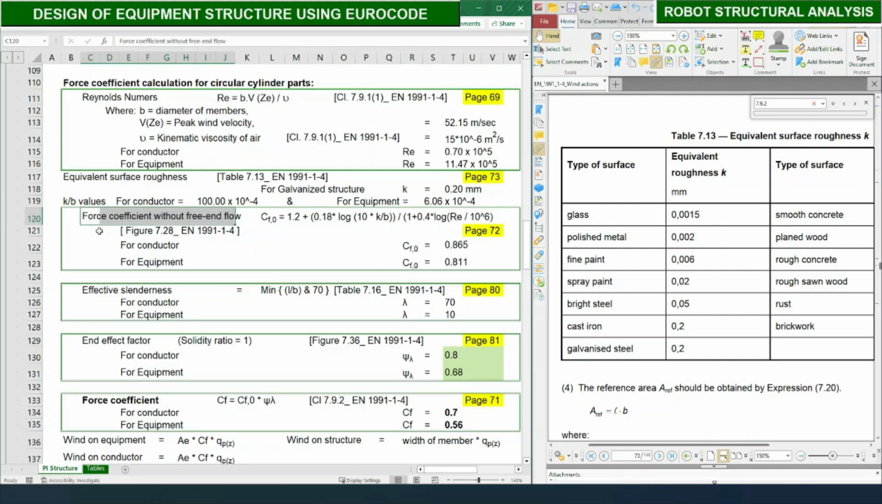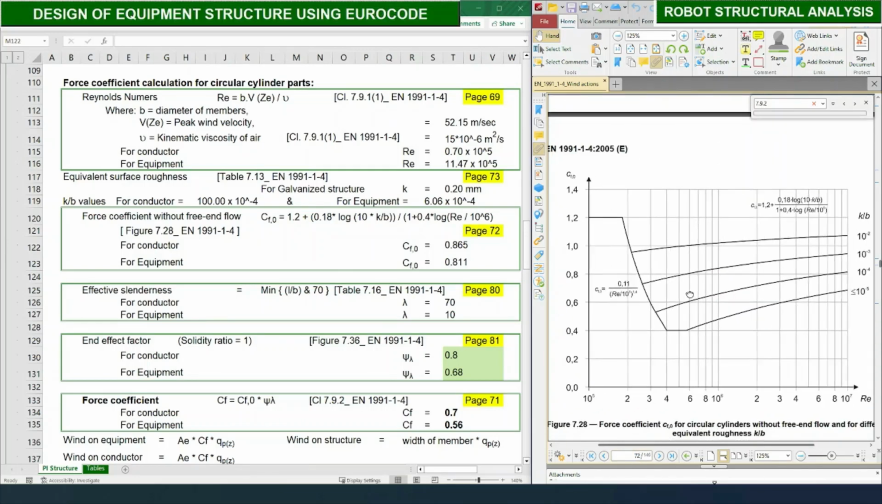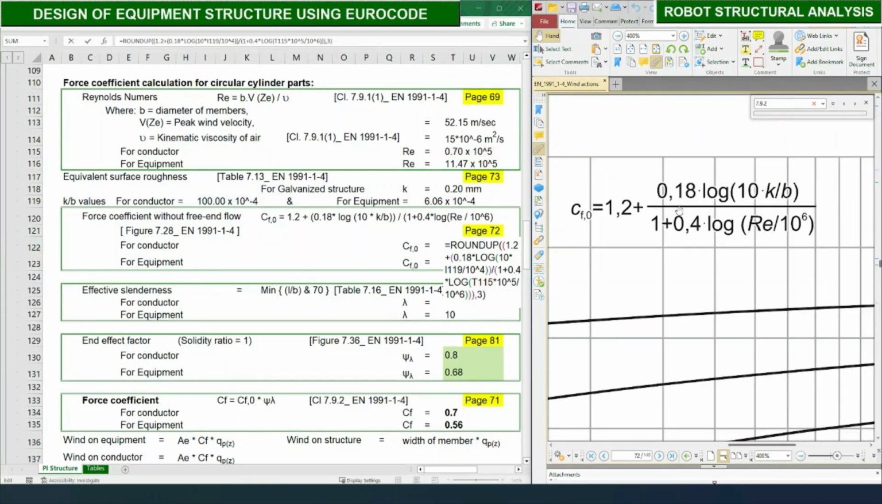Next we need to calculate the force coefficient without free end flow. For that we refer to page number 72, figure 7.28. We can grab the value from this chart, or else we can apply this formula. We applied the formula here, 1.2 plus 0.18 log 10, and so we get two different values, for conductor and equipment.